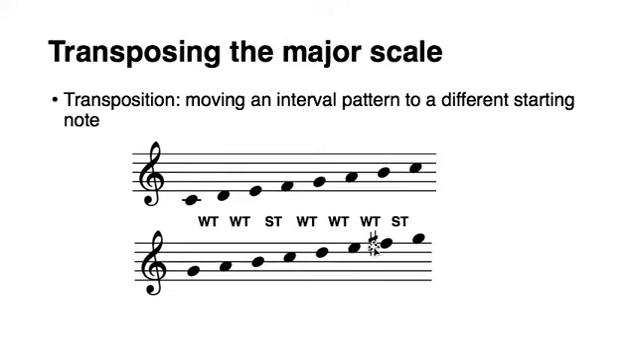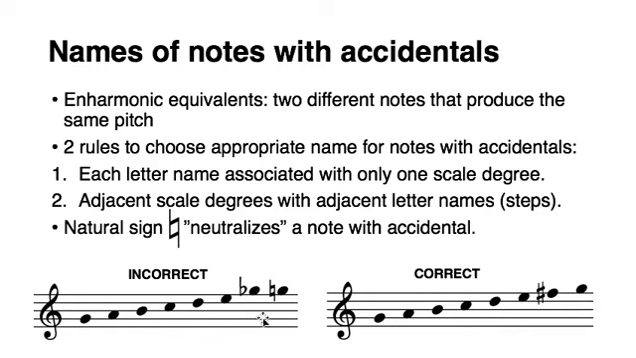So why did I choose F sharp in the G major scale and not G flat, like it would have looked like here? The reason is that major scales, as well as minor scales and a host of other scales, have the following two rules. Number one, each letter name must be associated with only one scale degree. So we can't have the letter name G associated with both scale degrees 7 and 1, because these are two Gs. Even though this is a G flat and this is just a G, we still have two Gs in the mix here. So that's breaking rule number 1.